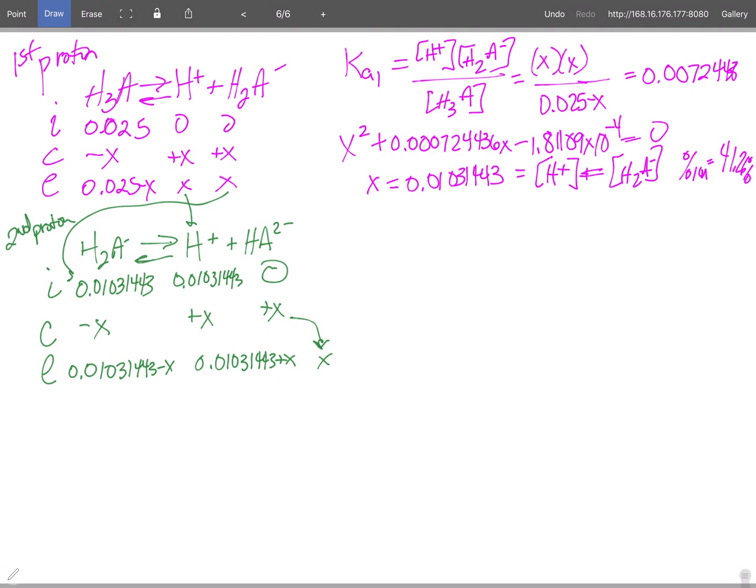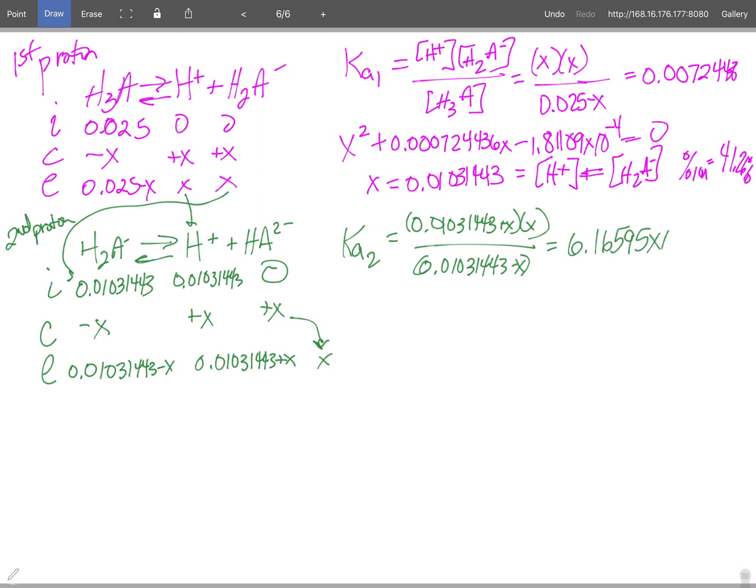So again, this is our Ka2. So it's going to be equal to 0.01031443 plus x times x divided by 0.01031443 minus x is equal to my Ka2. Well, my Ka2 is 6.16595 times 10 to the minus 5th. Now, we had a high dissociation before. According to Le Chatelier's principle, we're going to retard the dissociation, and our K value is small, so we're going to assume dissociation is minimal.